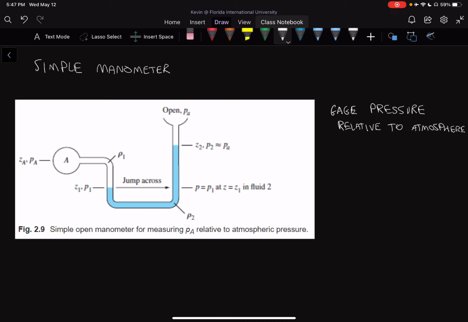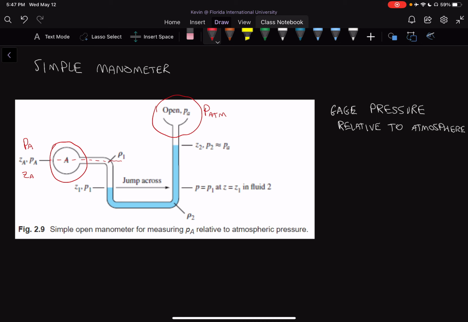So we see a few annotations already in our simple manometer, but let's try and understand what's happening here. So essentially, we have some sort of gas in tank A, and then on the other side of this tank, we have pressure atmospheric. On the left side, we have a pressure A at a level called ZA.